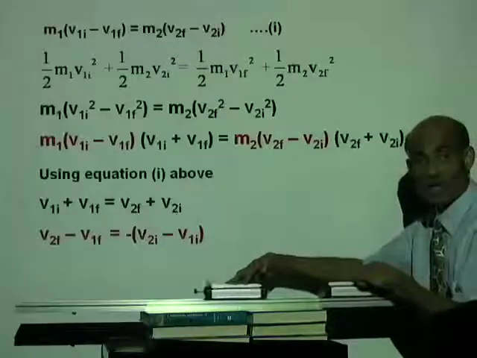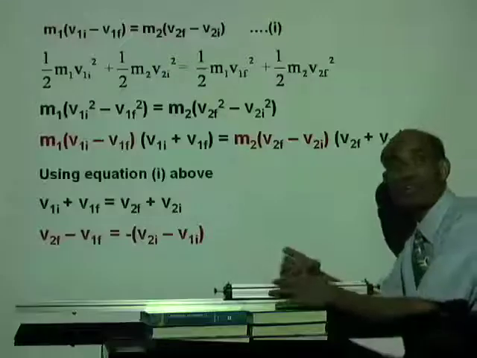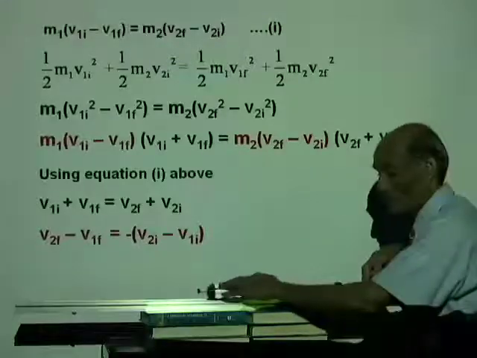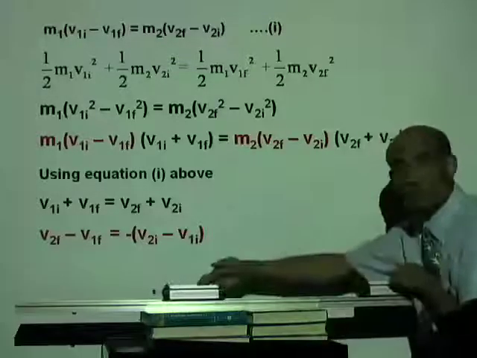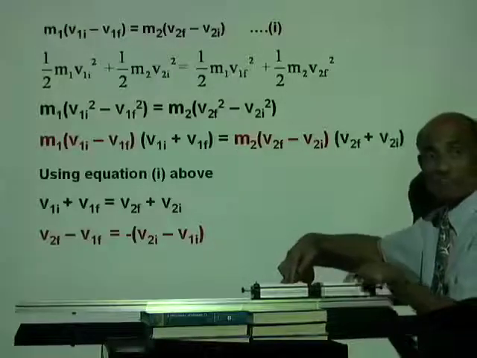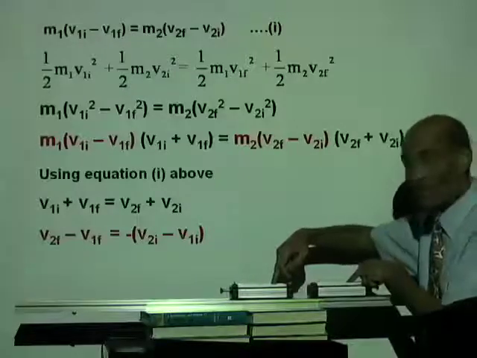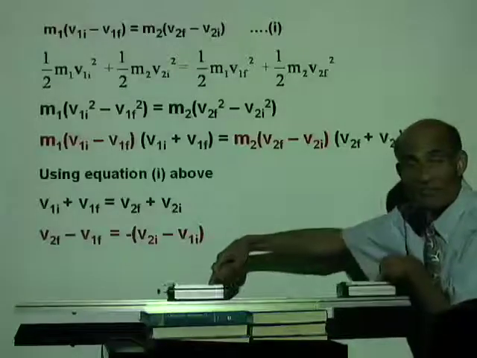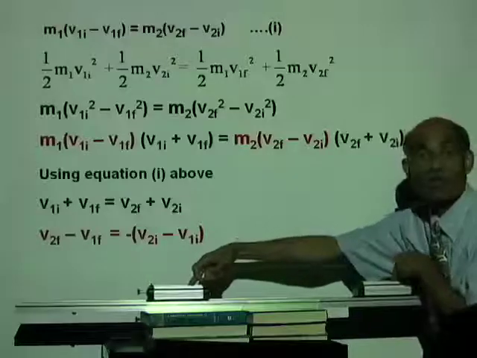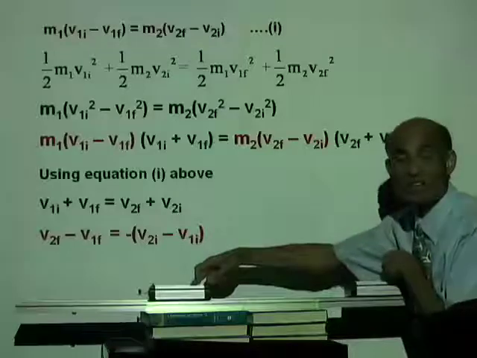What does V1I represent? Look at that. V2I minus V1I is the velocity of approach. And what does V2F minus V1F represent? V2F minus V1F is the velocity with which they move away from each other. We call it the velocity of recession.